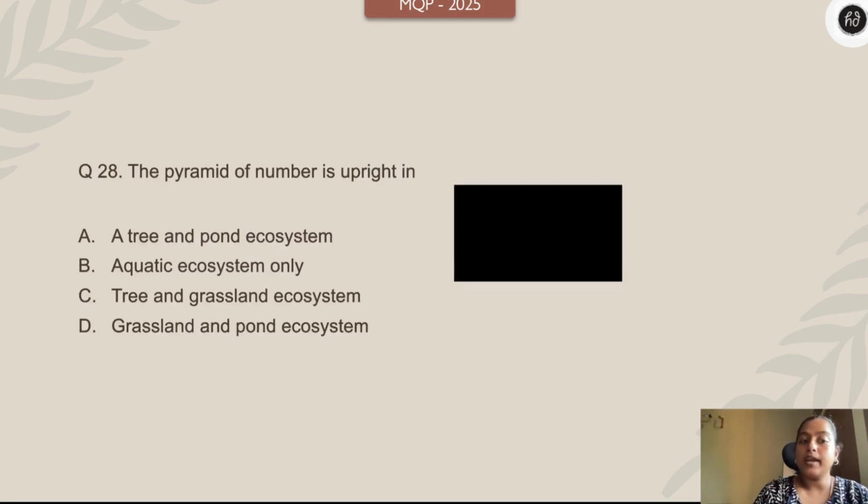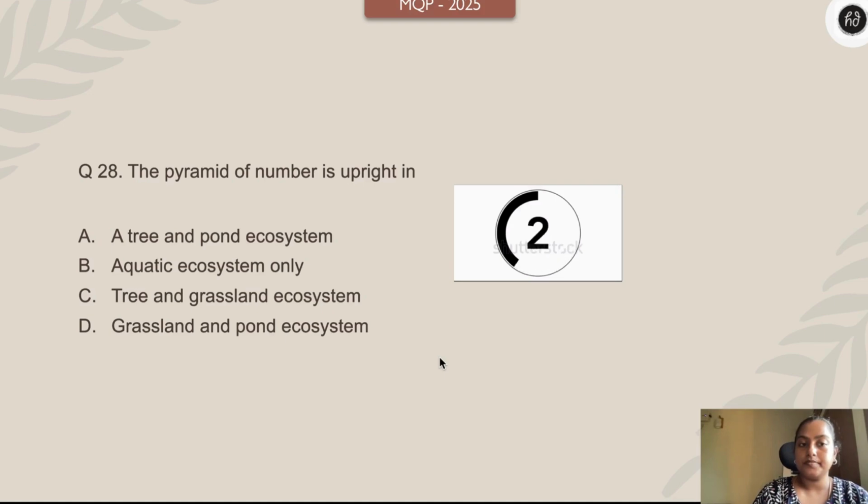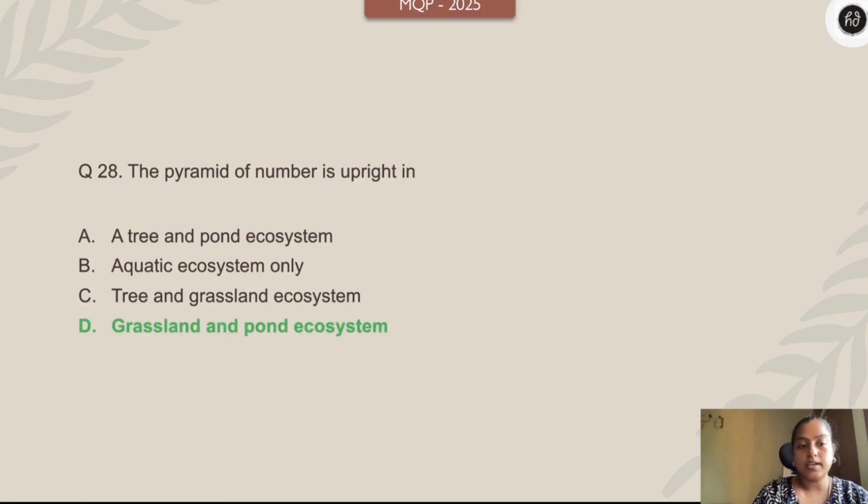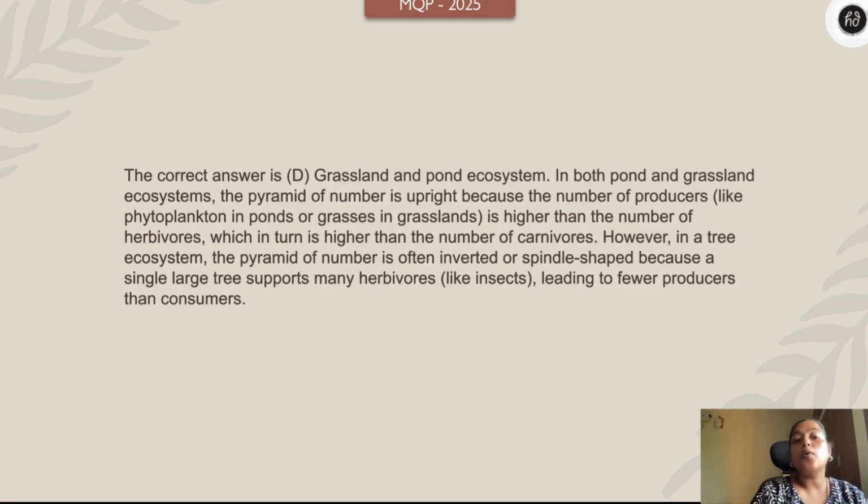The pyramid of number is upright in: tree and pond ecosystem, aquatic ecosystem only, tree and grassland, grassland and pond. Your time starts. 3, 2, 1 right now. Here goes the answer: grassland and pond ecosystem. In both pond and grassland, the pyramid of number is upright because the number of producers is higher than the number of herbivores, the primary consumers, which is in turn higher than the number of carnivores, the flesh eaters. However, in a tree ecosystem, the pyramid of number is often inverted or spindle shaped because a larger tree supports many herbivores, leading to fewer producers and consumers. So the answer is grassland and pond ecosystem.